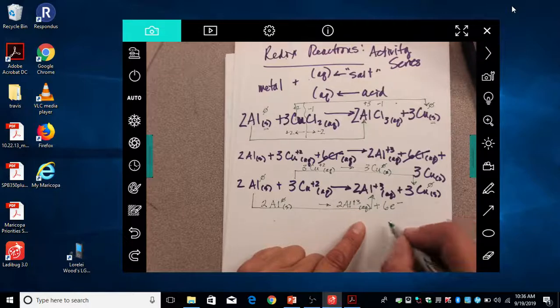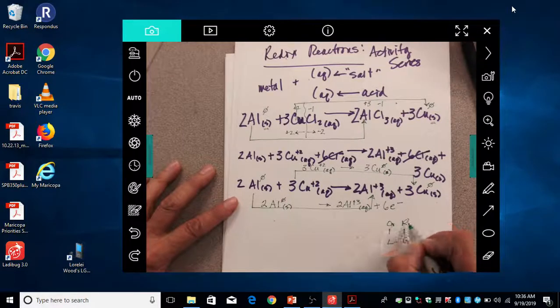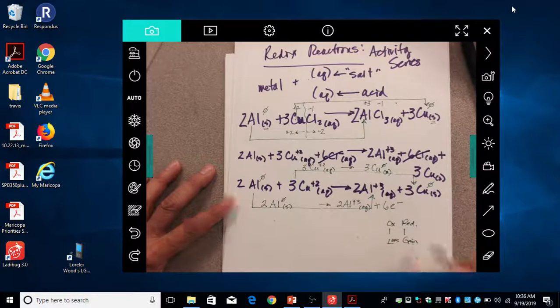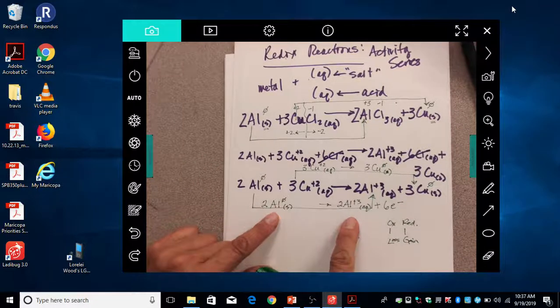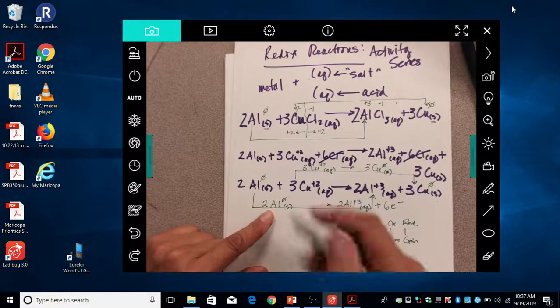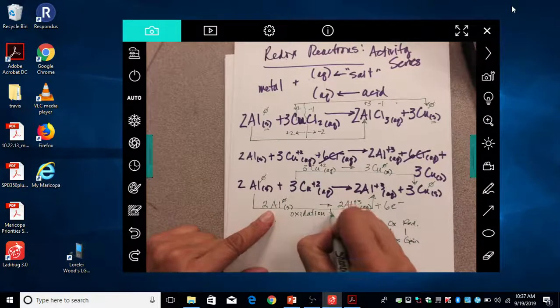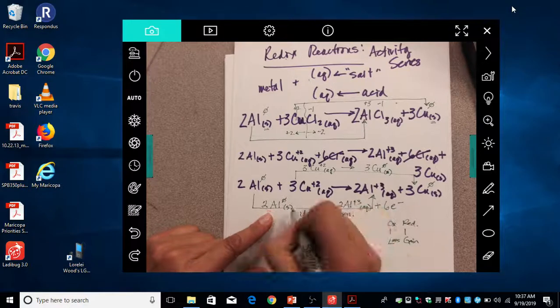So remember, on my device, there's another one, Leo the Lion goes grr, but I like whale rig. Oxidation versus reduction. Oxidation is the loss, reduction is the gain. So what's happening here? Is this the oxidation half reaction or the reduction half reaction? Good, because that's losing it. So that's the oxidation half reaction.